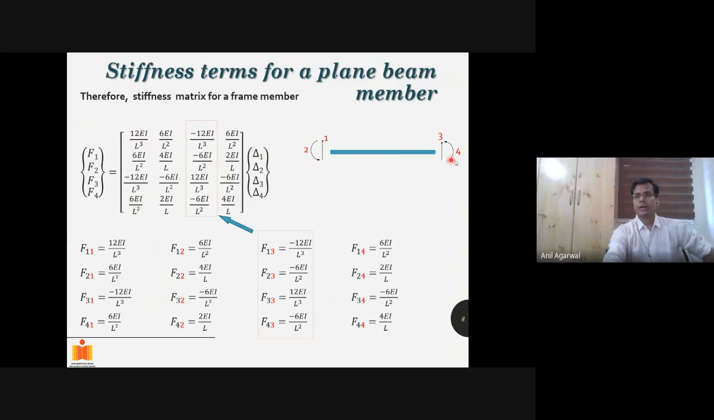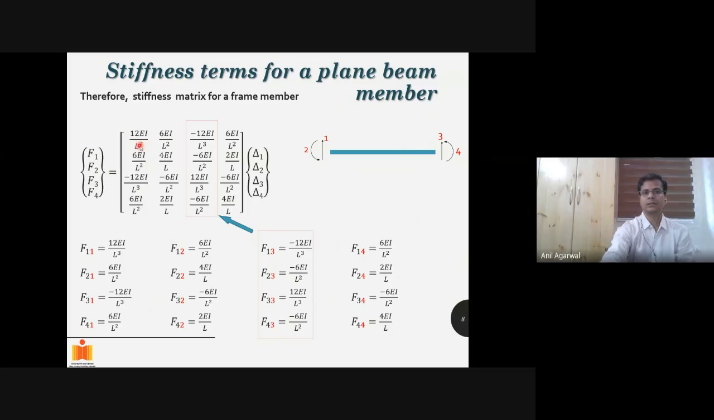Fine. For delta 3, like we had derived before, you got this vector of the stiffness matrix. Okay. So these are the 4 forces, F1, F2, F3, F4, for delta 3 equals 1, and all other deltas being 0. So this is what is called the stiffness matrix.